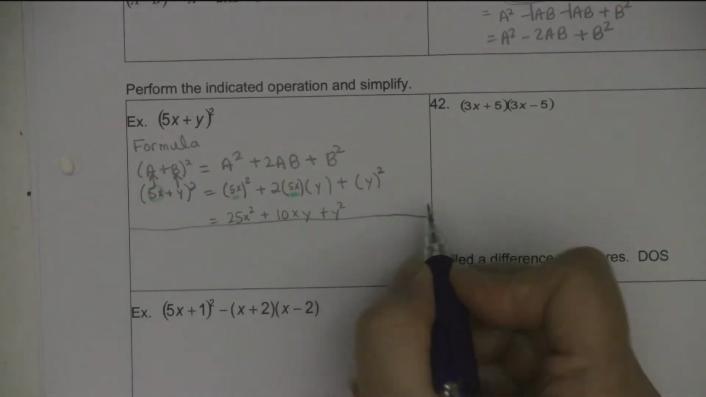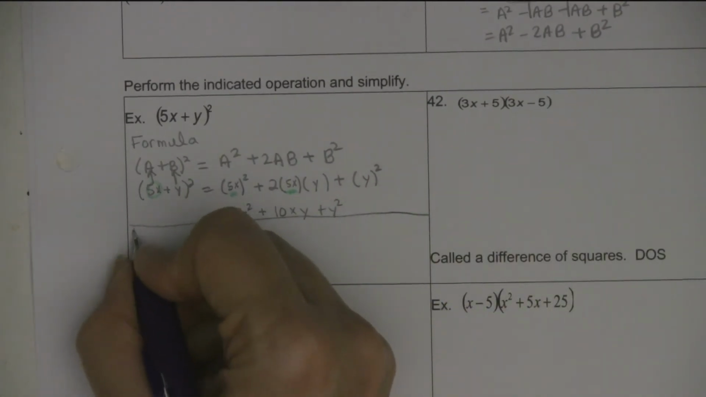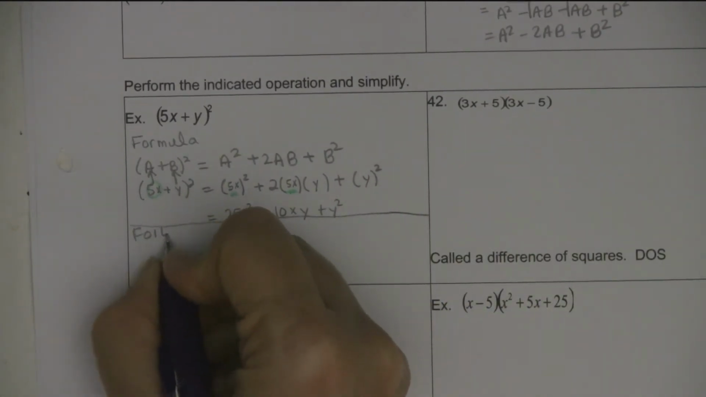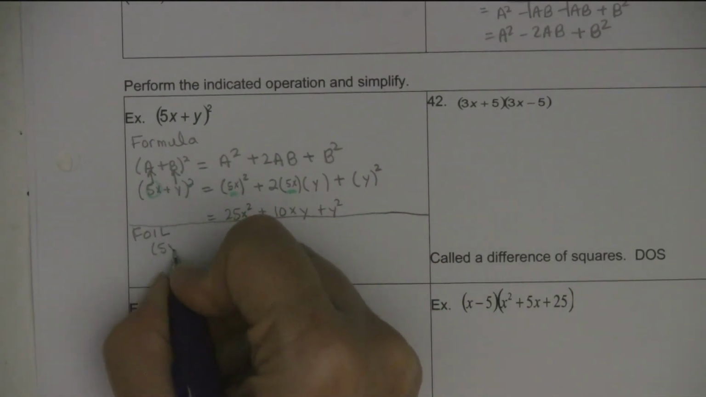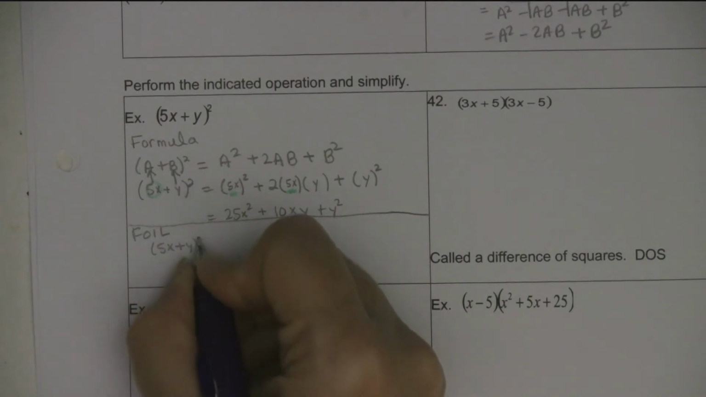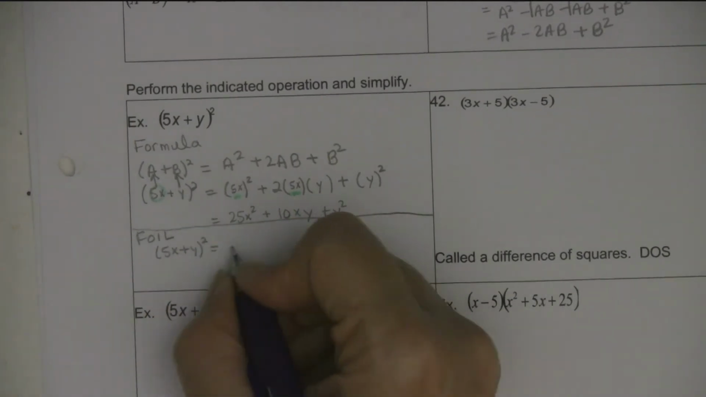And now we'll do the FOIL method. And sometimes I wonder, why didn't I have more room? So the FOIL method says write the base twice.